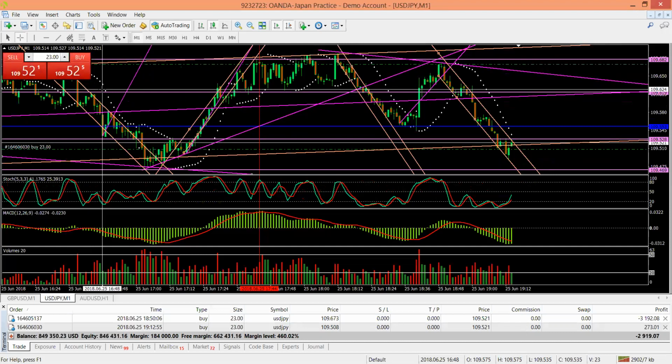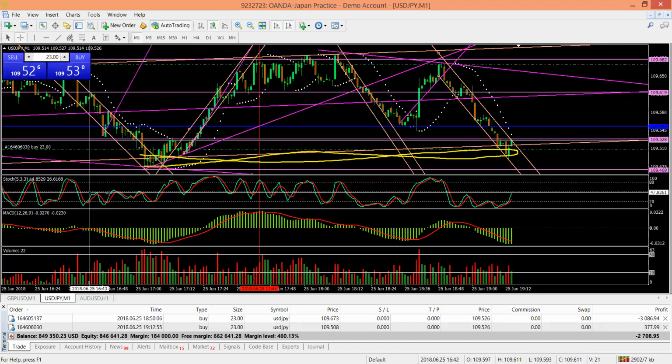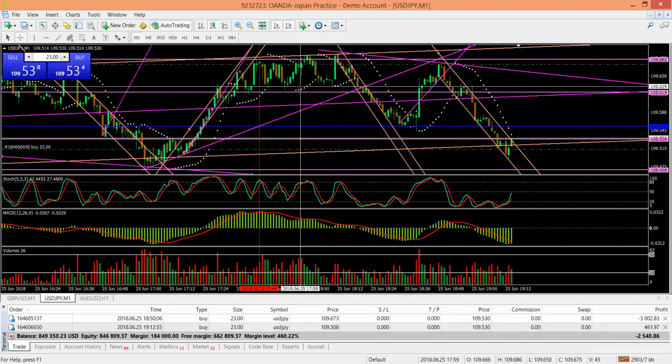Because this zone is quite strong. This zone is quite strong. So actually you don't need to put your stop loss or take profit. You just manually close it lah.